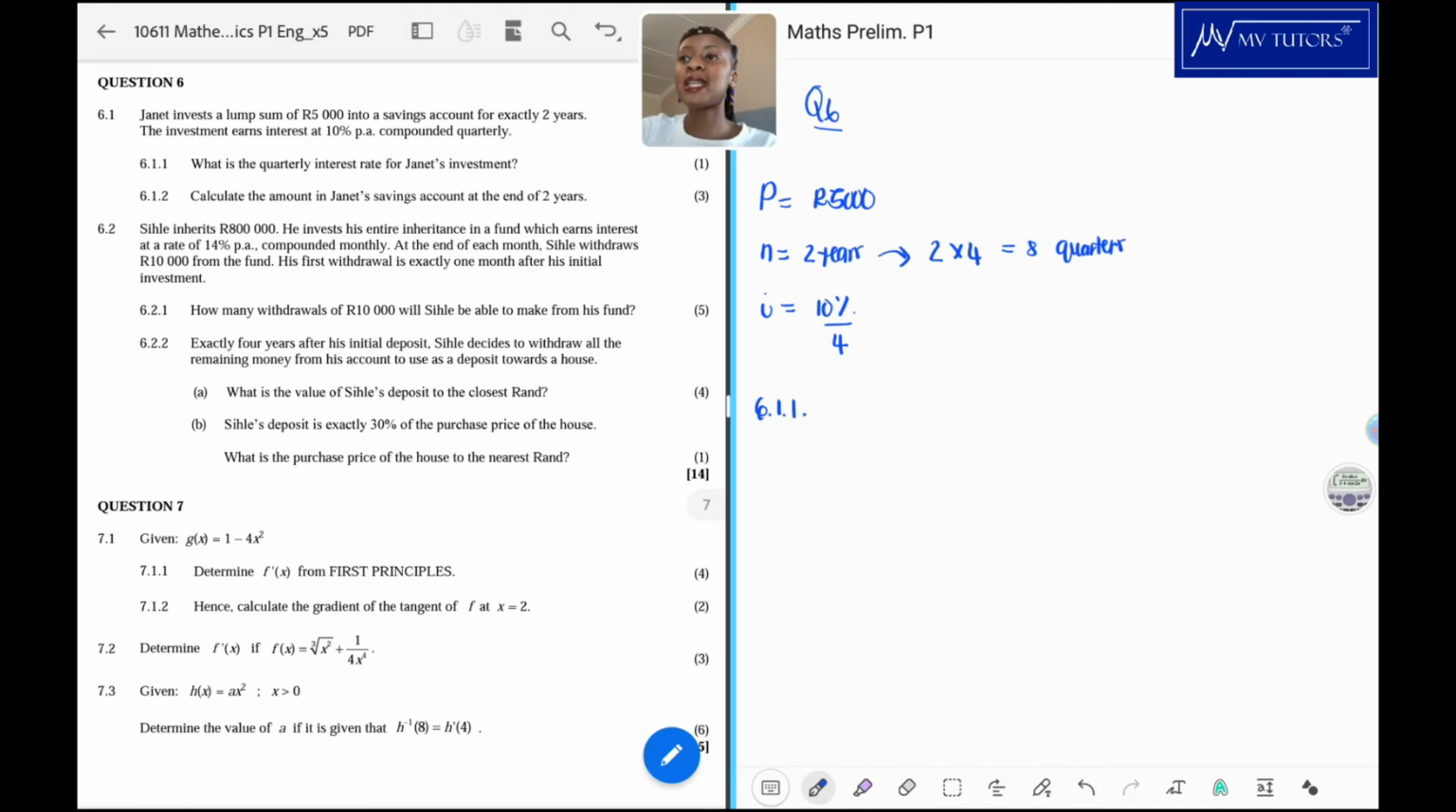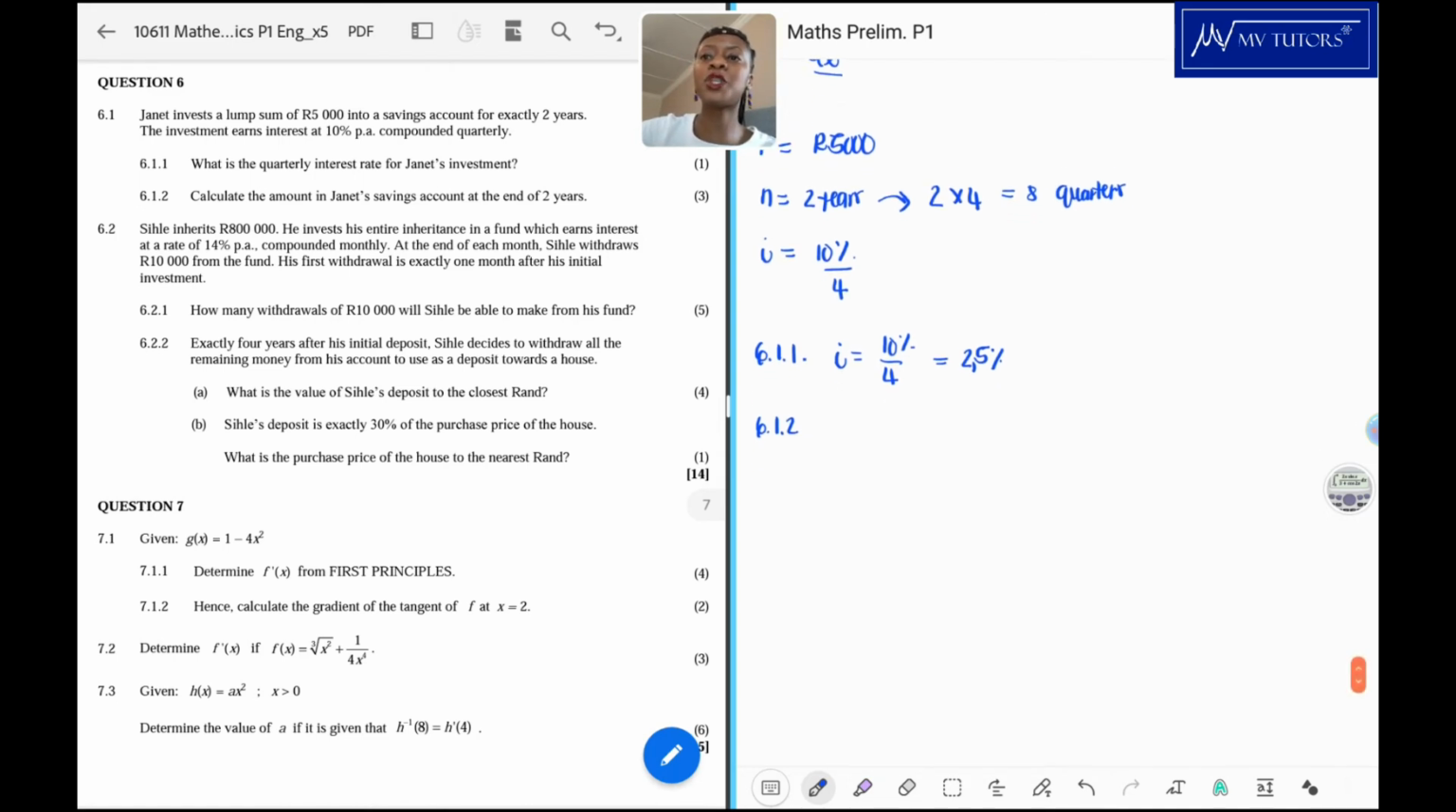Okay, now let's see what the questions are saying. What is the quarterly interest rate for Janet's investment? So the quarterly interest rate, we have already written it down. Okay, 10 divided by 4 is actually 2.5%. Okay, and then 6.1.2, calculate the amount in Janet's savings account at the end of 2 years.